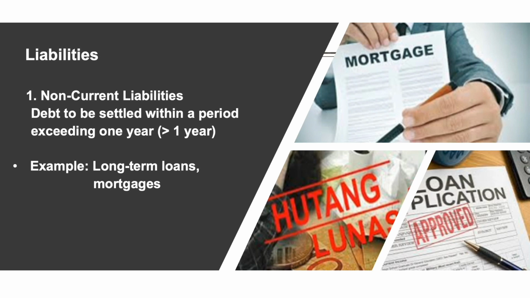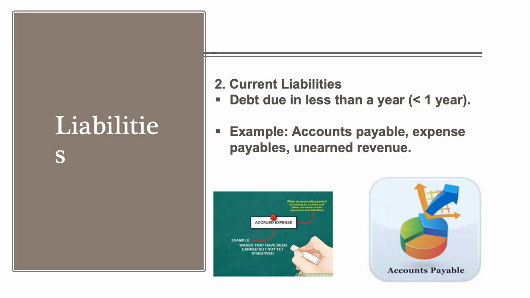The same thing, liability also has a second part, which we call current liability. These are liabilities of less than a year, debts due in less than a year. Examples: account payable, expense payable, unearned revenue.